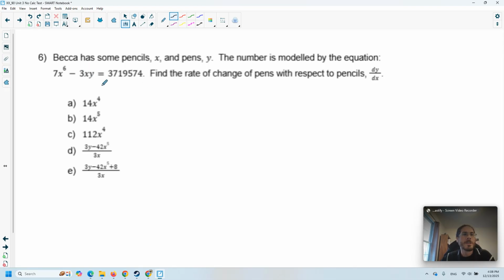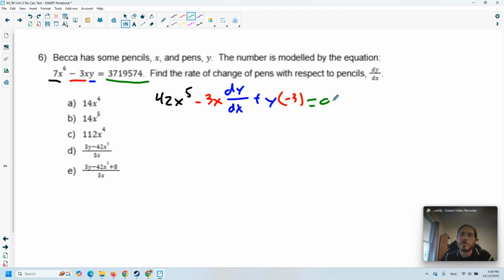So that's not too bad. I see we got the x with the y, so this is probably an implicit question. So we're just going to jump in and take some derivatives. That one's kind of nice. Power rule, 42x to the fifth. This one's a little trickier because we've got the x times the y, so it's a sneaky product rule in here. So first, times the derivative of the second, which is dy dx, plus the second, that's y, times the derivative of the first. Derivative of minus 3x is minus 3. Derivative of this last piece, derivative of any number is just 0.